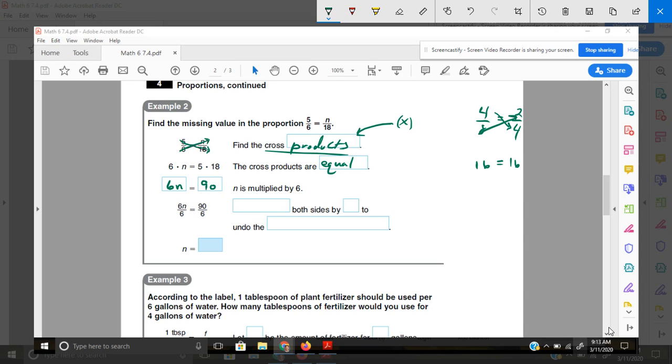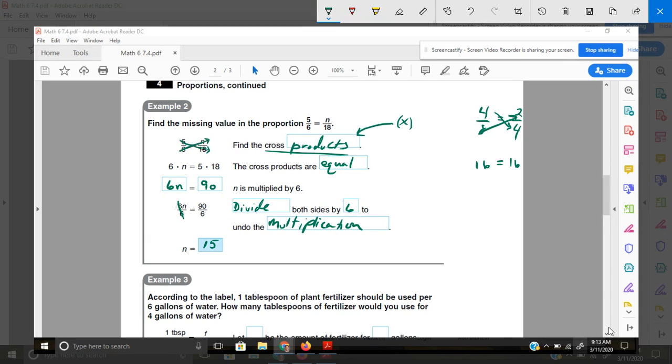And then it's a simple equation. 6 times what number is 90? In other words, I need to divide both sides by 6 to undo the multiplication. So 6 divided by 6 is 1n, and 90 divided by 6 would give me 15.